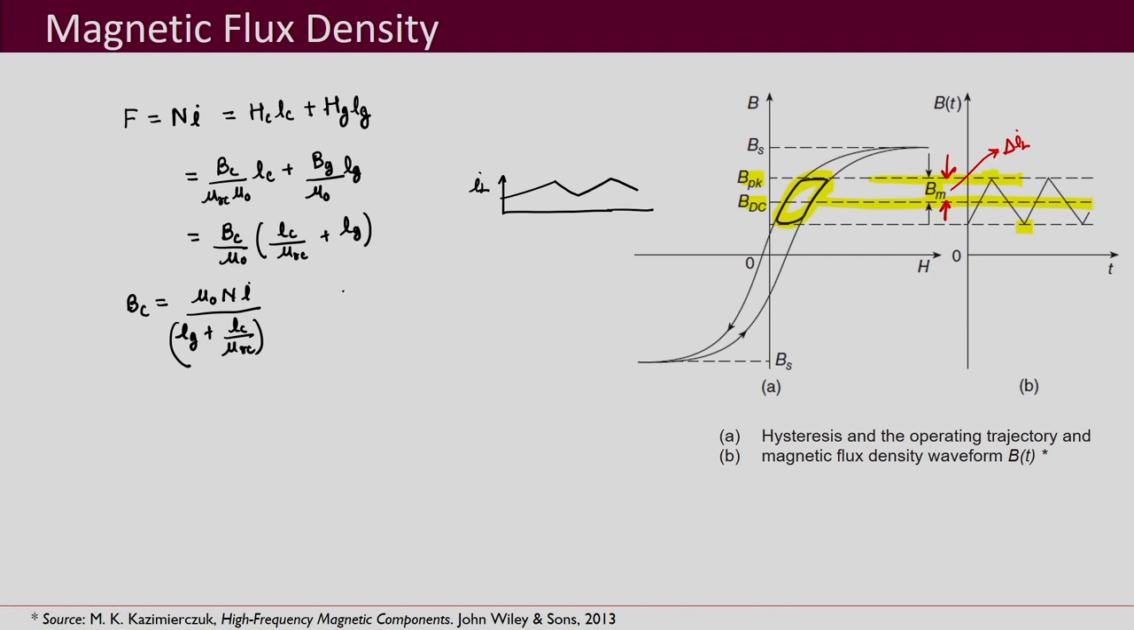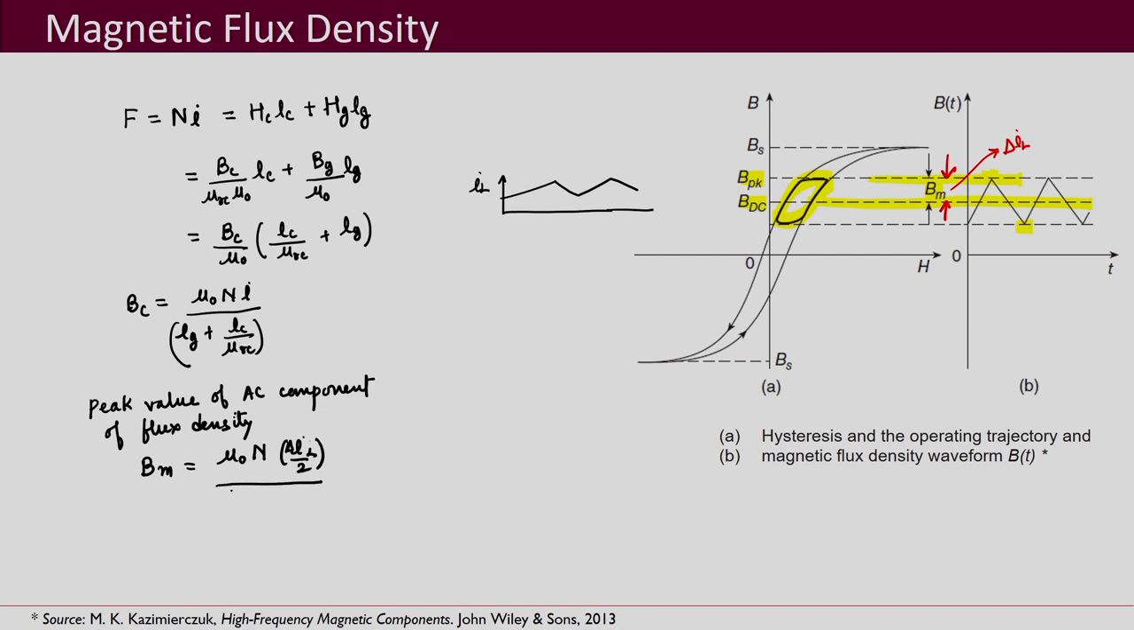So this is a general expression for magnetic flux density. Then your AC part, the peak value of the AC component of flux density, will be written as Bm is equal to mu 0 n. Now I will be replaced by delta I L by 2, divided by Lg plus Lc by mu Rc.